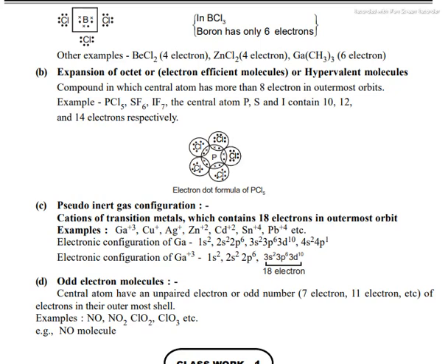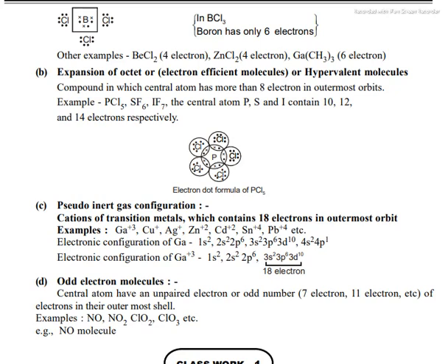Now the most important one, pseudo inert gas configurations. Cations of transition elements contain 18 electrons in their outermost orbit, but they still participate in chemical reactions. So the question is, except 8, how do they participate in a chemical reaction? This was also not explained by the Lewis octet rule.